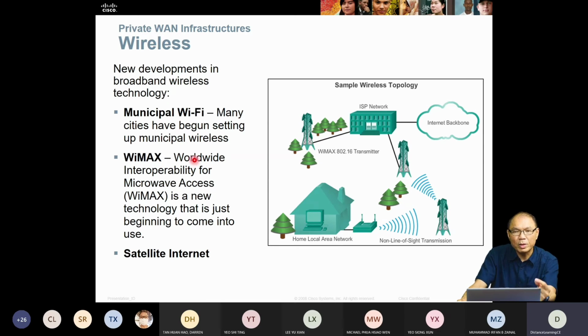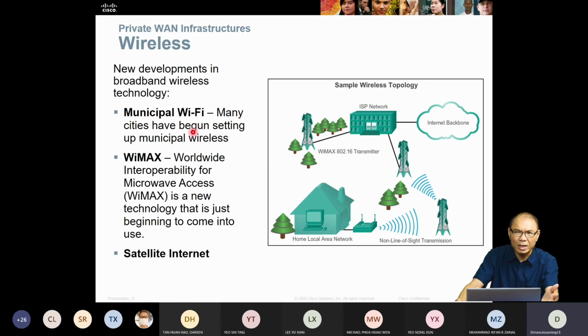The broadband wireless technology in the past has always been restricted to within the house, or within a building. Today, they are experimenting and have already implemented something called broadband wireless that is known as municipal Wi-Fi, that can stretch bigger or further away than buildings.